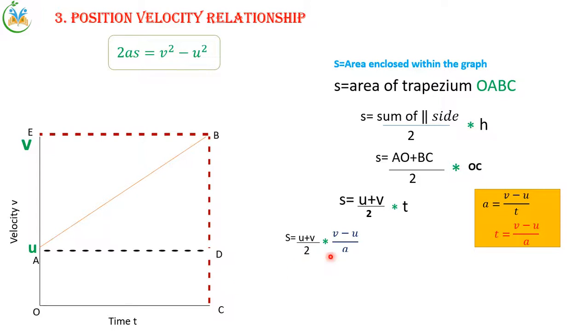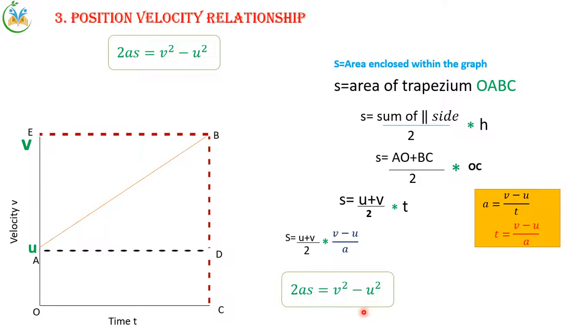Now when we calculate, we will get the final equation 2s equals v square minus u square. You can see 2 is here, a is here, s is here. So by cross multiplication, we will get 2as equal to v square minus u square.